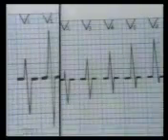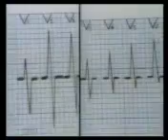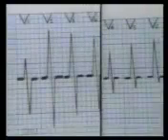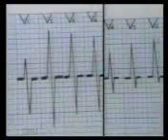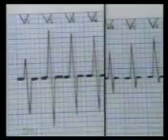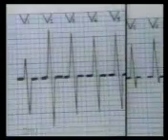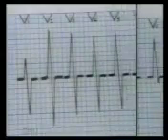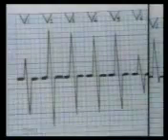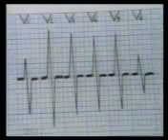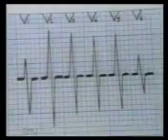Lead V2 also shows a prominent R wave. Leads V3 and V4 are similar with equal R and S. Lead V5 shows a deep S wave, and lead V6 again shows a prominent S wave. So whenever there is a prominent R wave in lead V1 or deep S wave in V6, right ventricular hypertrophy must be suspected.